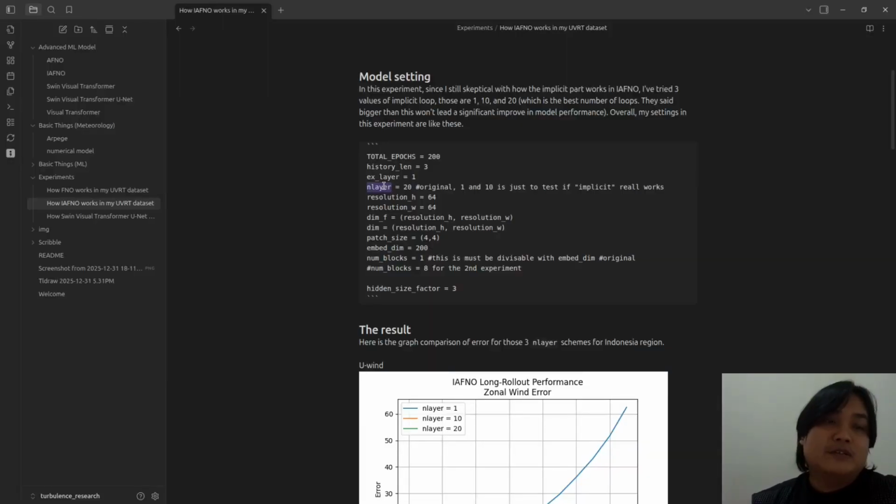And for your information, in the IAFNO paper they present their original code on a GitHub page, and I just use that. Originally, they use the IAFNO model to process 3D turbulence prediction, but in my case I want to process 2D turbulence prediction. So I just need to modify it a bit, and then I will test n layer using 1, 10, and 20.